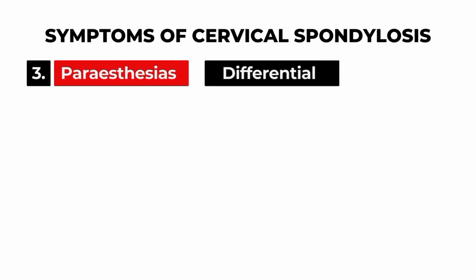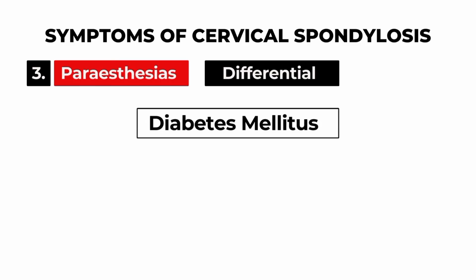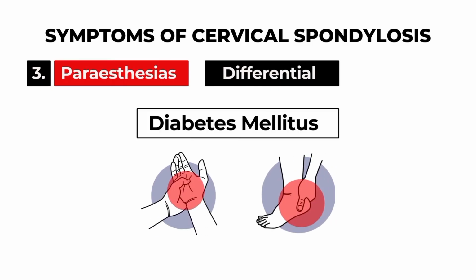So we've talked about neck pain, we've talked about neck stiffness, and then paresthesia. A very important differential for this paresthesia is diabetes mellitus. If you have a patient that has a long-standing history of diabetes mellitus, they could have these features I've mentioned in their hands and sometimes in their feet.